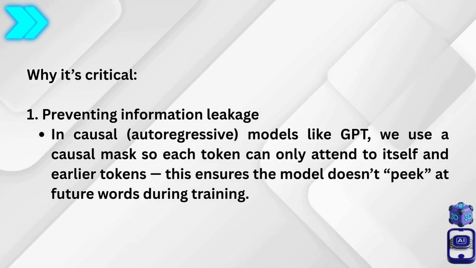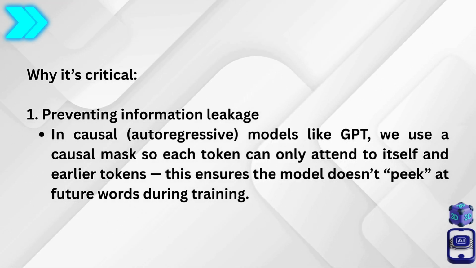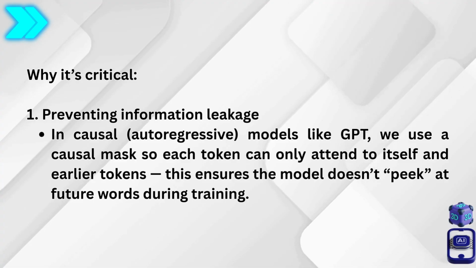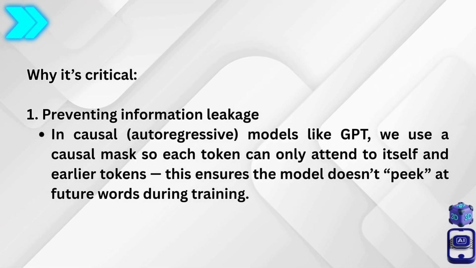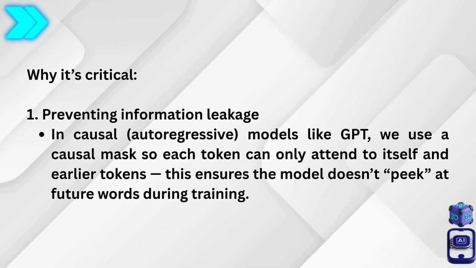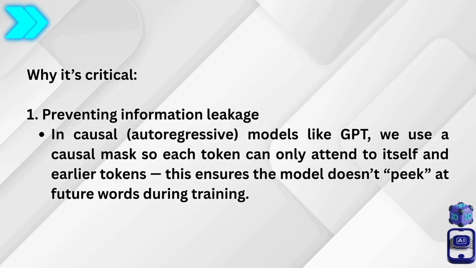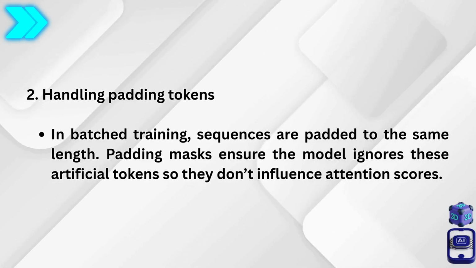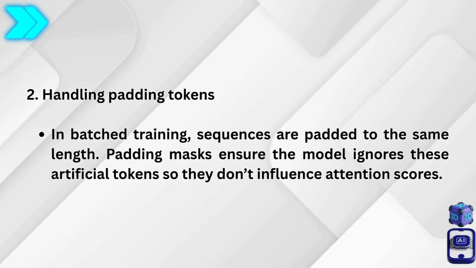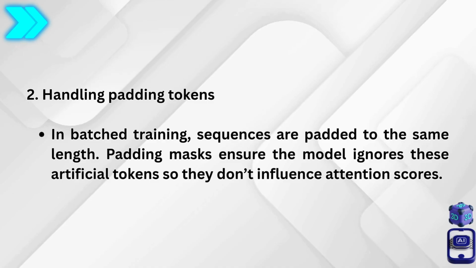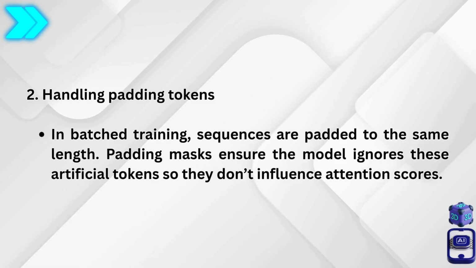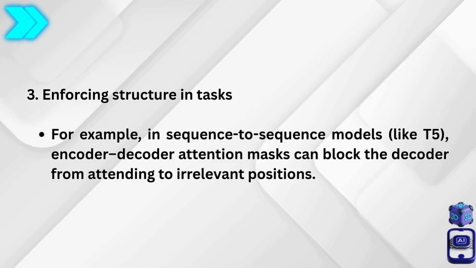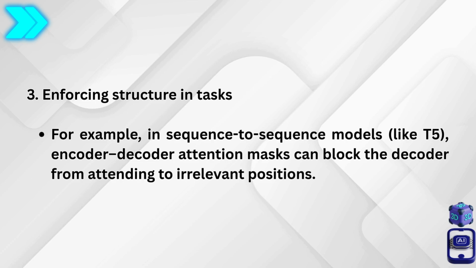Why is it critical? 1. Preventing information leakage. In causal autoregressive models like GPT, we use a causal mask so each token can only attend to itself and earlier tokens. This ensures the model doesn't peek at future words during training. 2. Handling padding tokens. In batch training, sequences are padded to the same length. Padding masks ensure the model ignores these artificial tokens so they don't influence attention scores. 3. Enforcing structure in tasks.